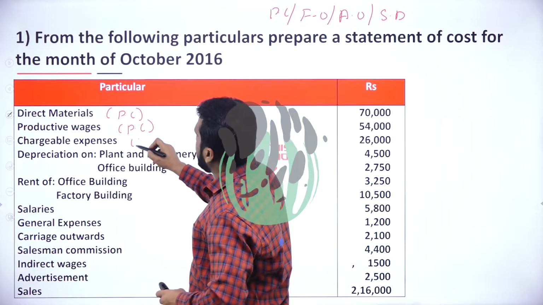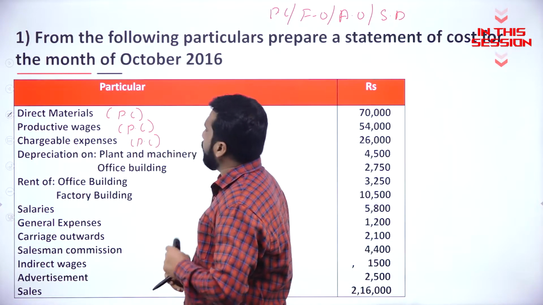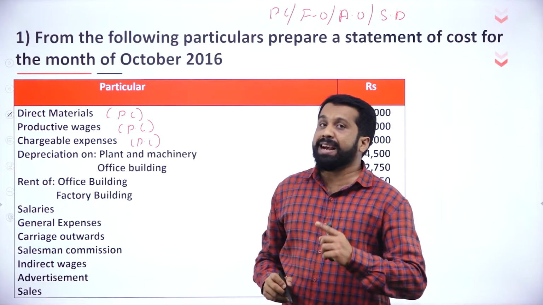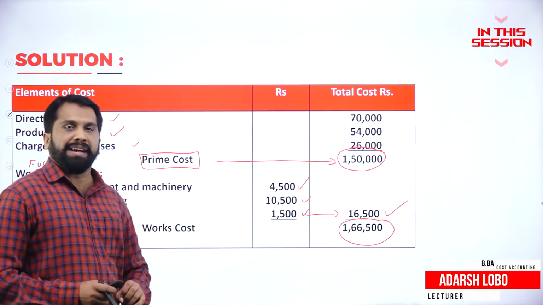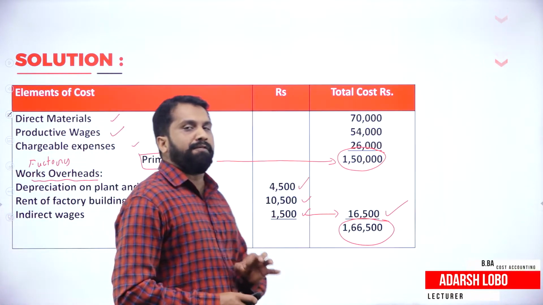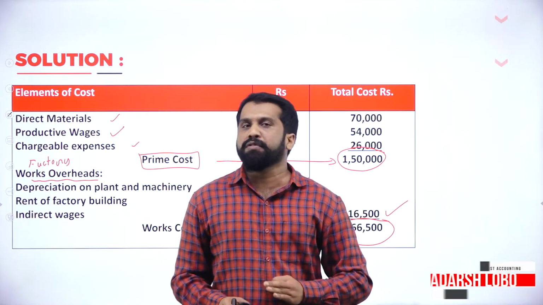Chargeable expenses come under prime cost. Chargeable expenses are direct expenses like carriage. Whatever answer you got under prime cost will be added back to your factory. Whatever answer you got in factory will be added back to office.